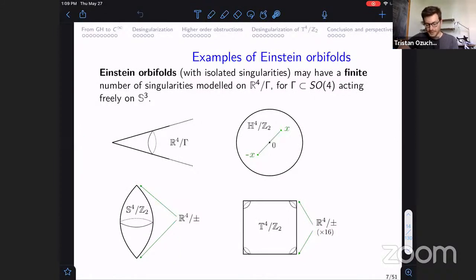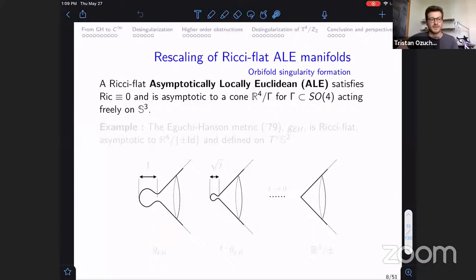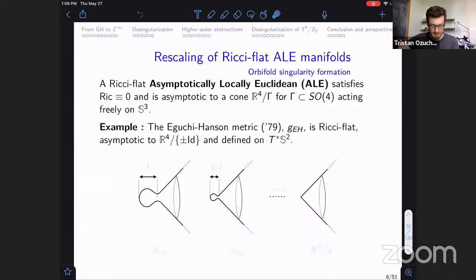Okay, so we have our singular metrics. How do these singularities appear? As Ayo told you, they appear through blowdowns of Ricci-flat ALE metrics. The simplest example is the Eguchi-Hanson metric, which you can rescale by a small factor t. When you let t go to 0, by definition, you obtain the asymptotic cone, and this asymptotic cone has a singularity. That's essentially how all of these singularities appear.